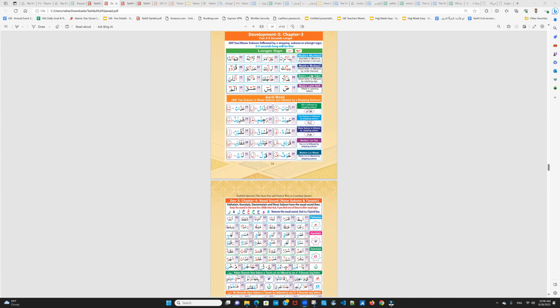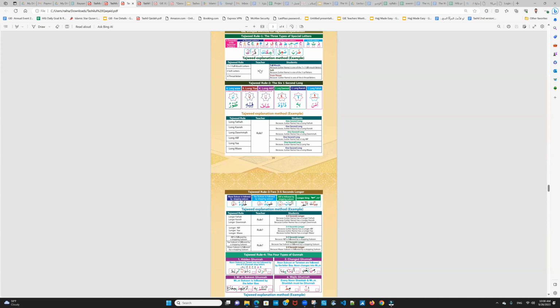Now in level 5, they are going to focus on exercise of 3 to 5 seconds longer. Another lesson, nasal sound. And from the 7 important tajweed rules, they have already learned tajweed rules 1, 2, 3. They are going to learn tajweed rule 4 also, the 4 types of ghunna rules. They are going to memorize them here in level 5.